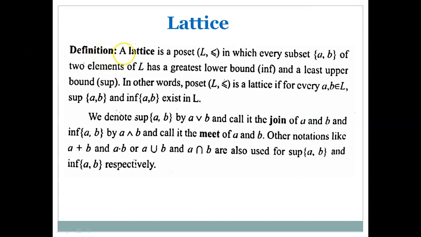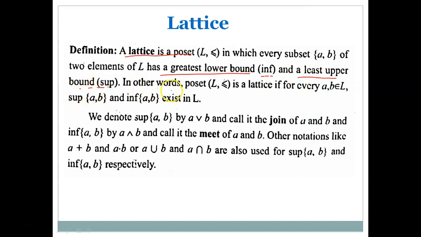A lattice is a partially ordered set. Poset means partially ordered set (L, ≤), in which every subset {a, b}, meaning every pair of two elements of L, has a greatest lower bound or infimum, as well as a least upper bound or supremum.